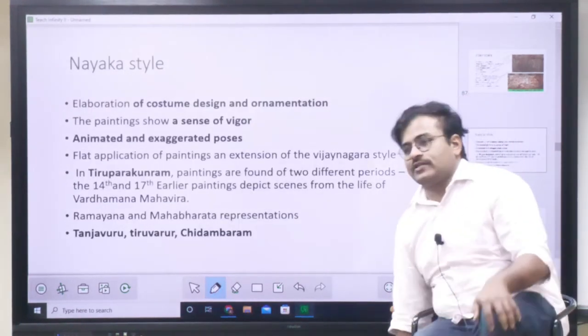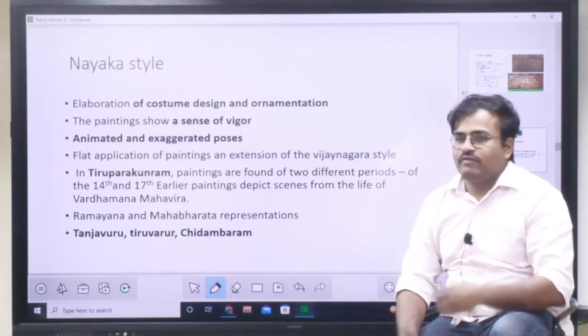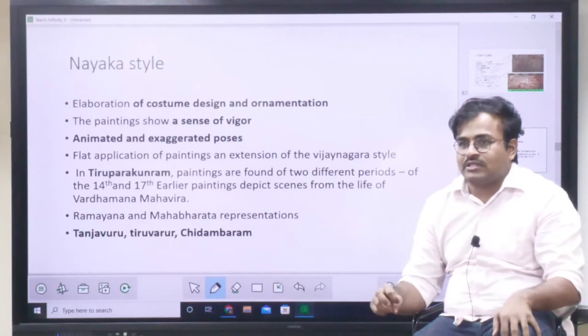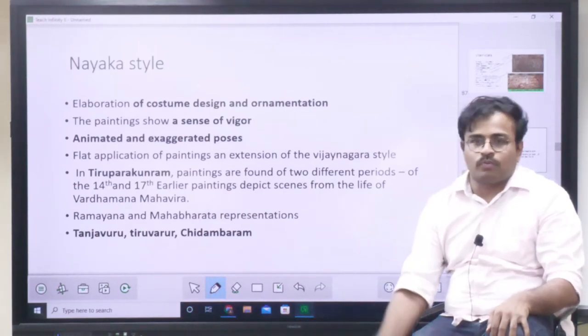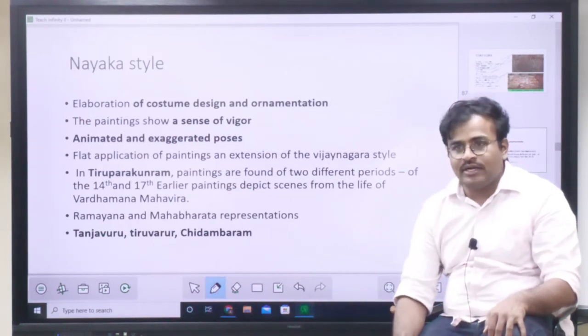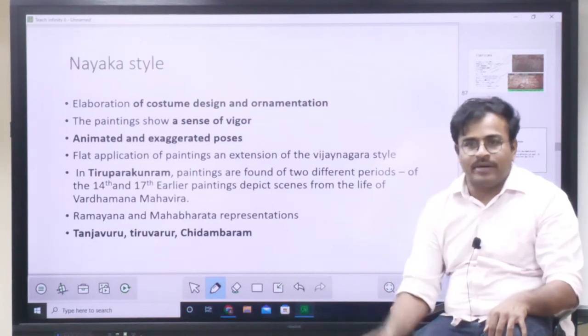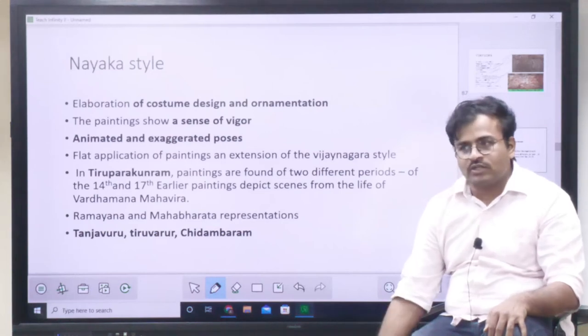Next one is the Nayakas. Nayakas are present after this Vijayanagara period, and from the Nayaka period on, the paintings that had started during the Vijayanagara period started becoming even more prominent. Nayaka style is also a reflection of the same Vijayanagara style. And whatever ornamentation was started earlier started becoming even more elaborate. All the good things about the Indian painting tradition are lost by this time.